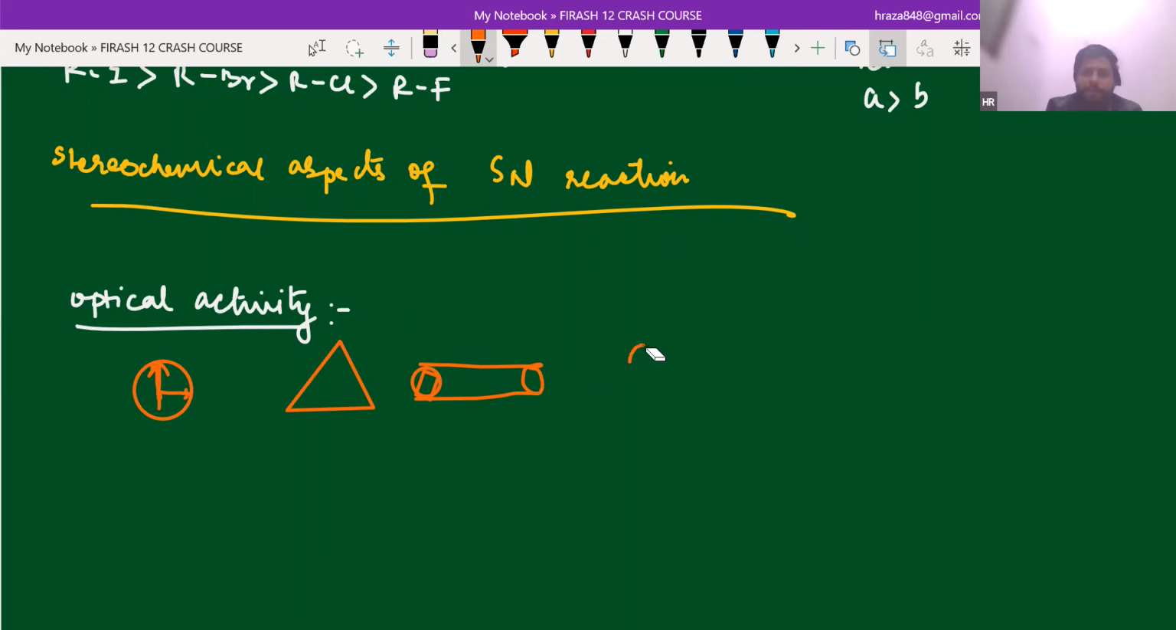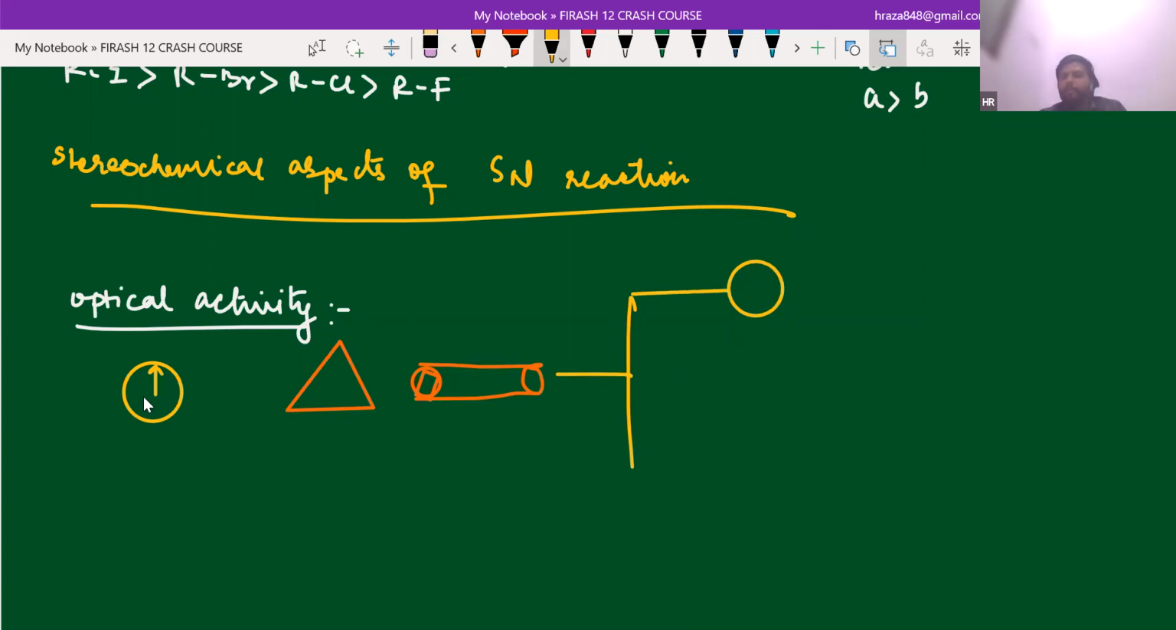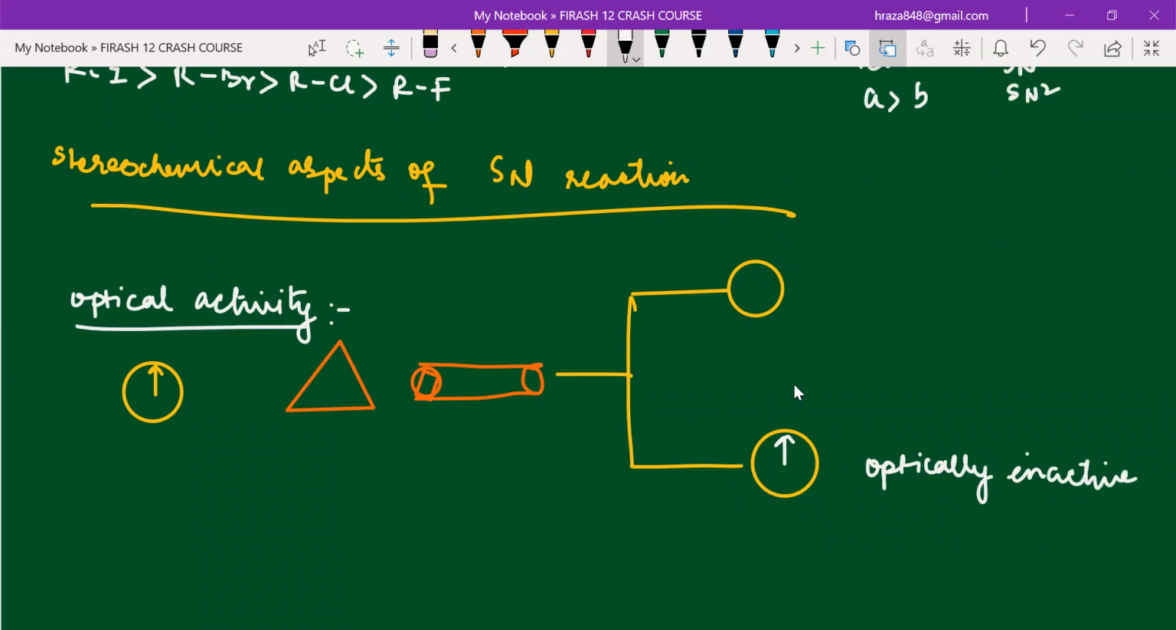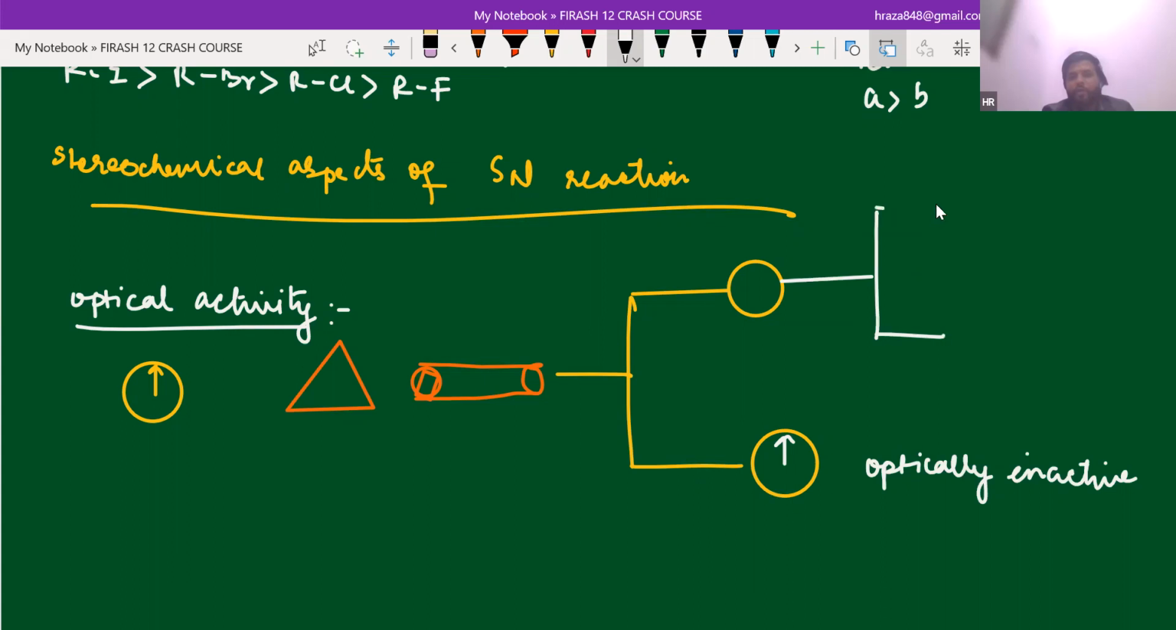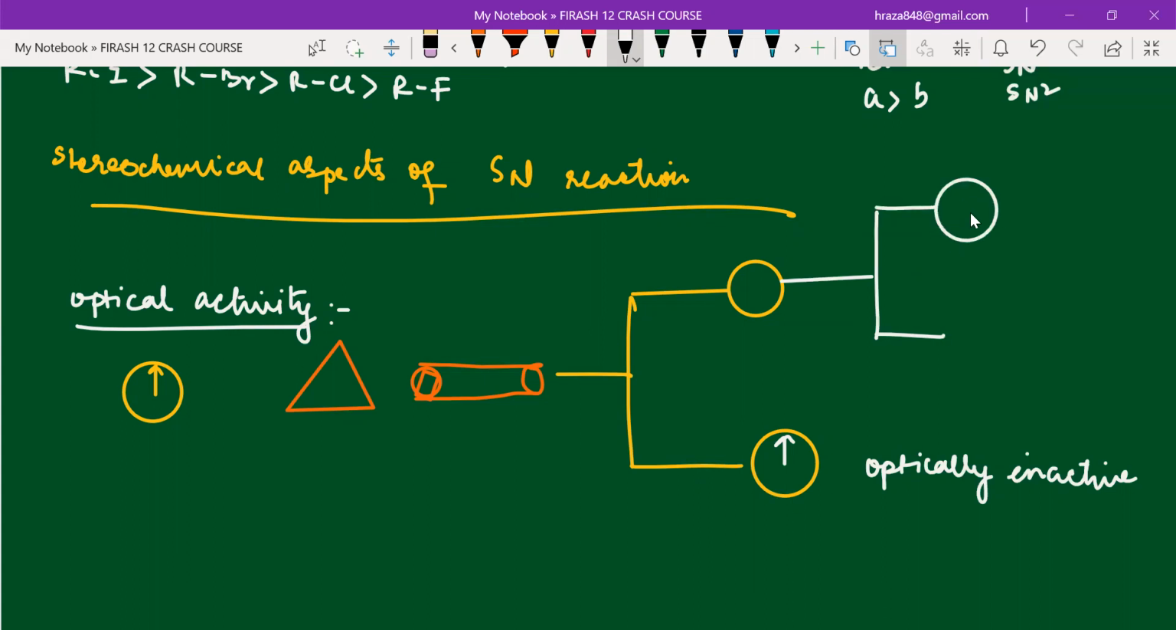There are two possibilities. The first possibility is that the plane polarized light will rotate, and the second possibility is that the plane polarized light will not rotate. That means it will be in the same direction. Are you getting my point? If it will not rotate, that means the compound is optically inactive. And if it will rotate, it will rotate clockwise or anti-clockwise.